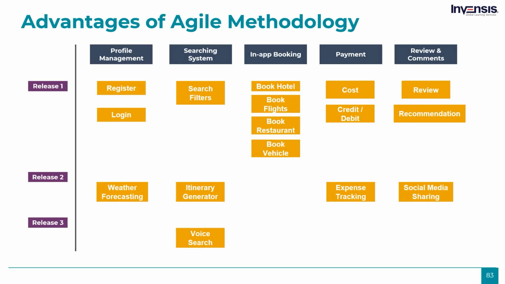As you can see, the additional features which I and my team thought would make my app successful, we have included them for the next releases. Such as itinerary generator, weather forecasting, social media sharing, expense tracking, voice search, etc. in releases 2 and 3. This entire process is called user story mapping. Based on this, now let us go and create some epics and stories on Jira.